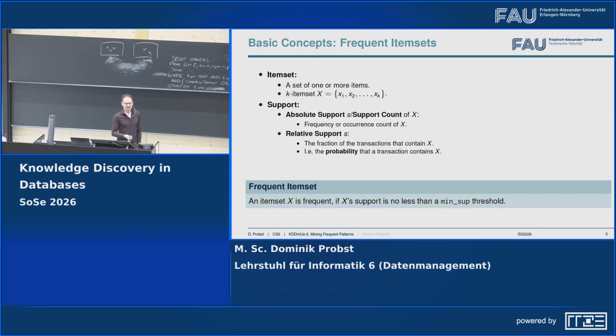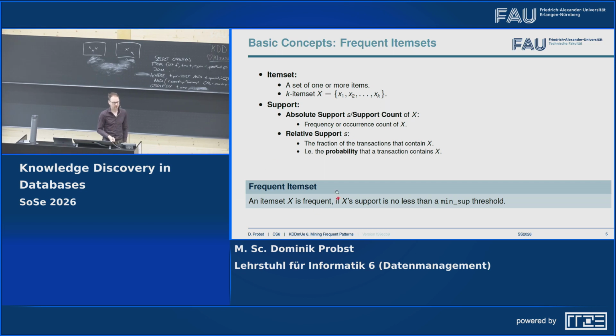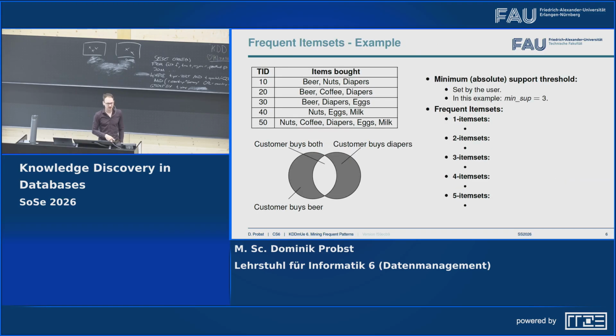We define an item set as a frequent item set if the support, either the absolute support or the relative support, is no less than a minimum support threshold, called min-sup, for minimum support. Let's take a look at an example.